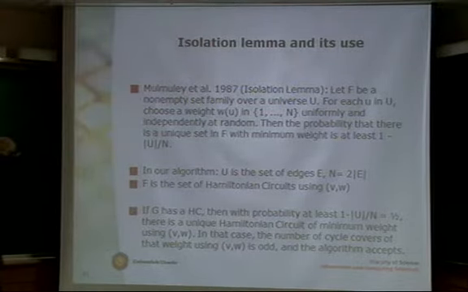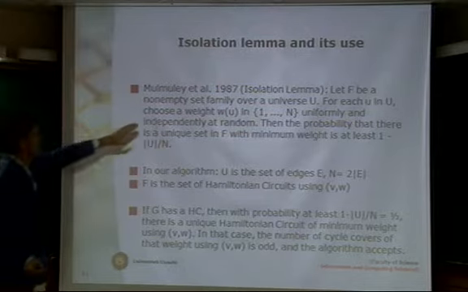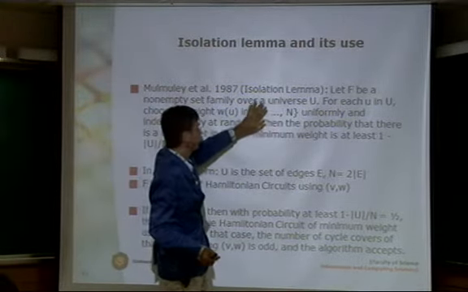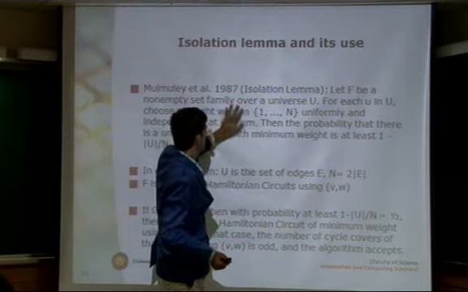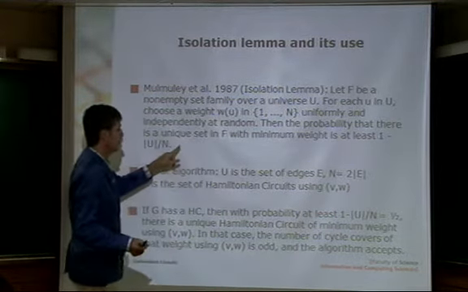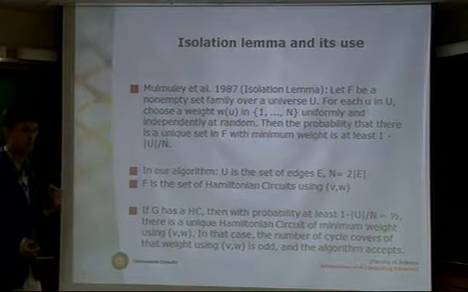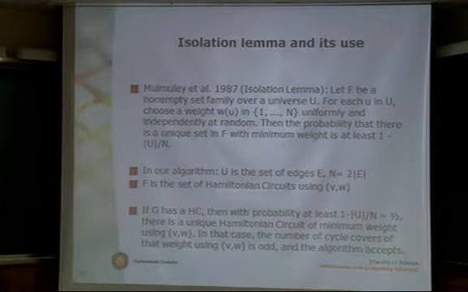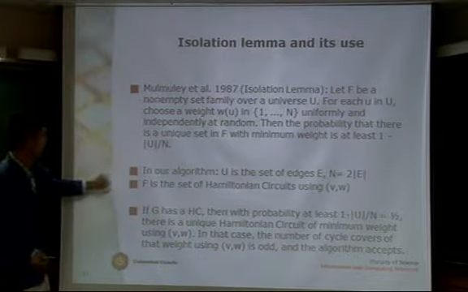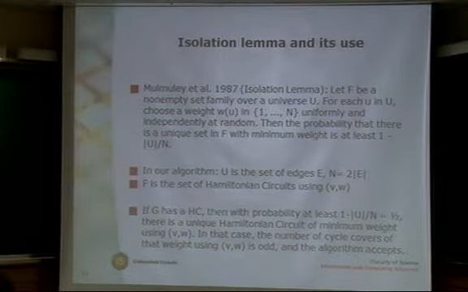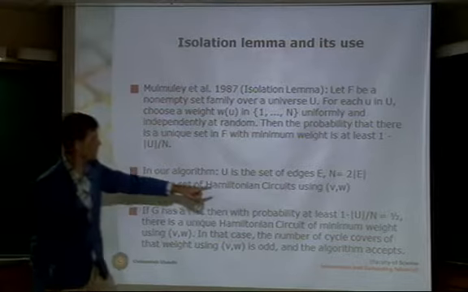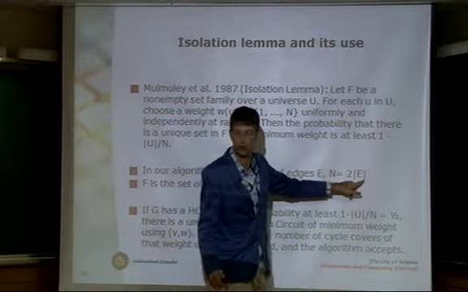My family is actually the family of Hamiltonian circuits. So the probability that there is a unique Hamiltonian circuit of minimum weight is at least 1/2. This is what the isolation lemma tells me in our algorithm. N is a value I can set myself in the isolation lemma, and in our case I set N to 2 times the number of edges.